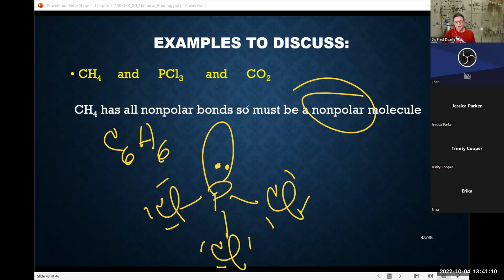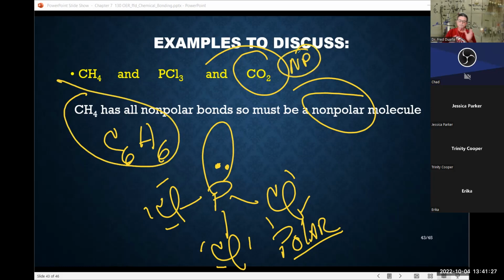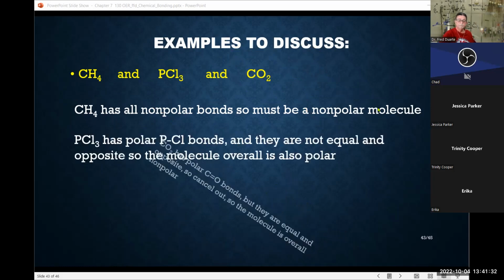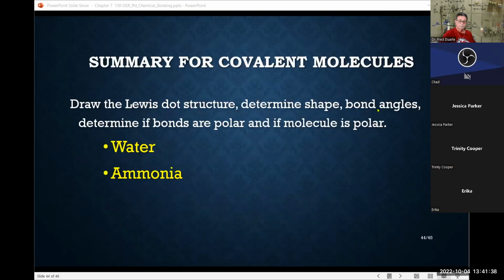Okay, and then we talked at length about carbon dioxide. We did that earlier. These up here are nonpolar, and carbon dioxide is nonpolar because the polar bonds canceled out. This guy is polar overall. We've done this already. We've done water, and definitely water and ammonia are very, very polar.